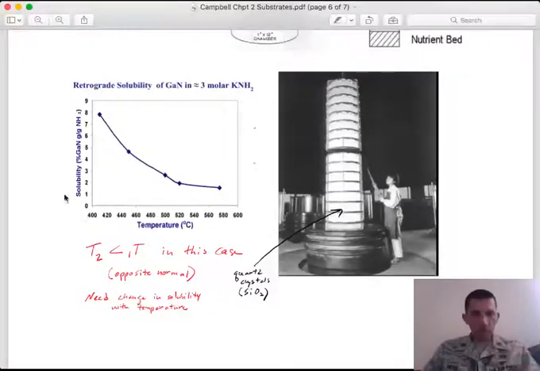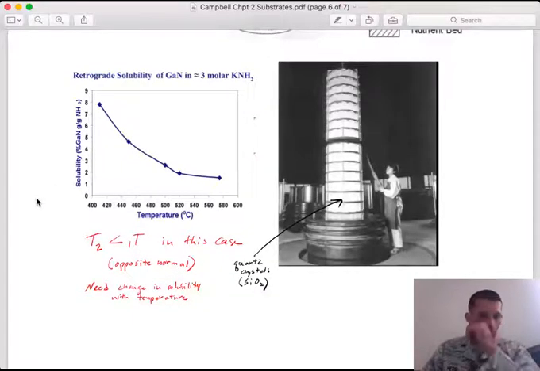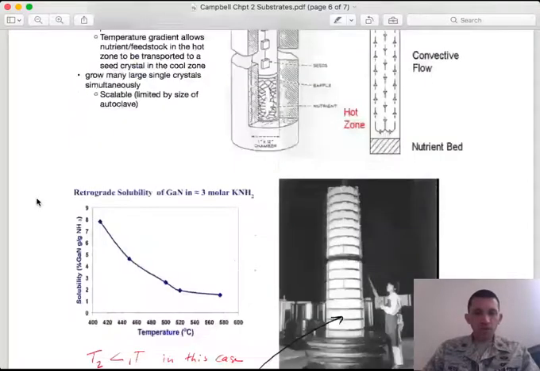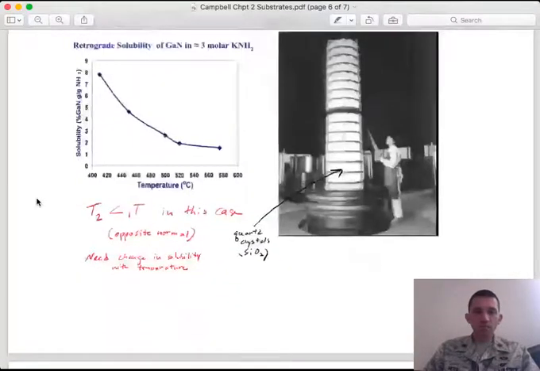The figure on the left here is an example of solubility of germanium nitride in 3 molar ammonia. And here it actually shows, this is a bit of an anomaly, but a decrease in solubility as you increase temperature. And so that would change how you would set up your cold and hot zones, but you could still use hydrothermal growth for this type of material, even though the normal case is to have higher solubility as you go up in temperature.